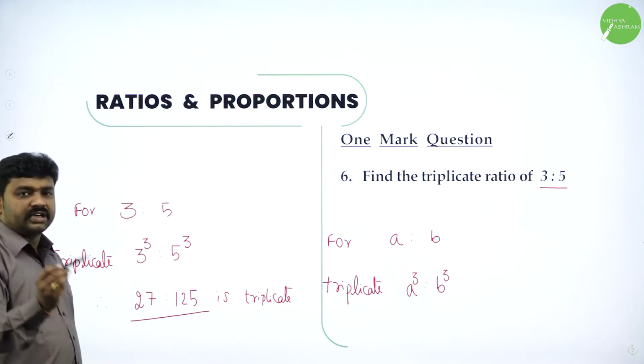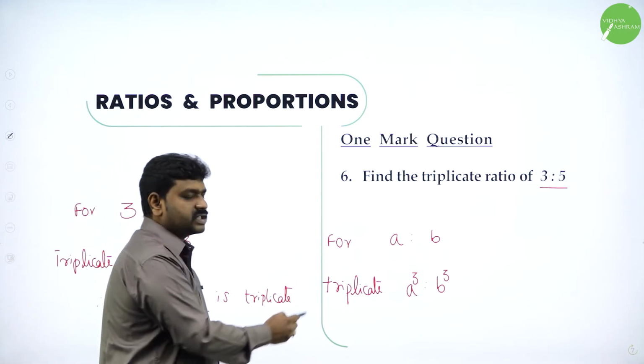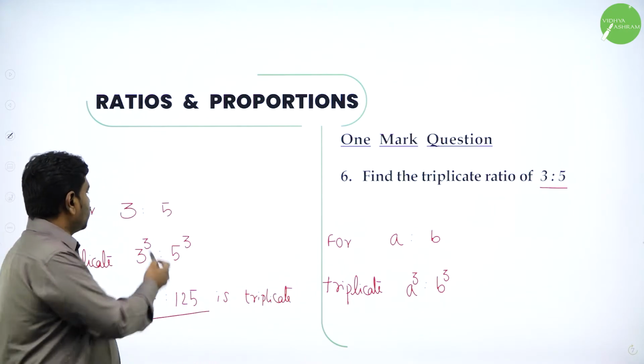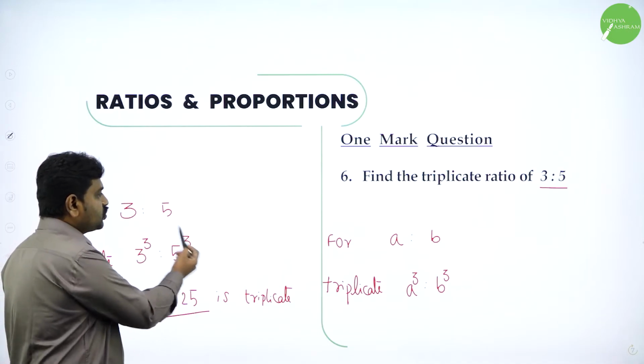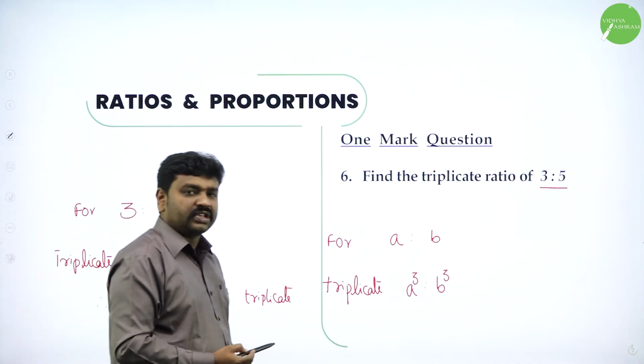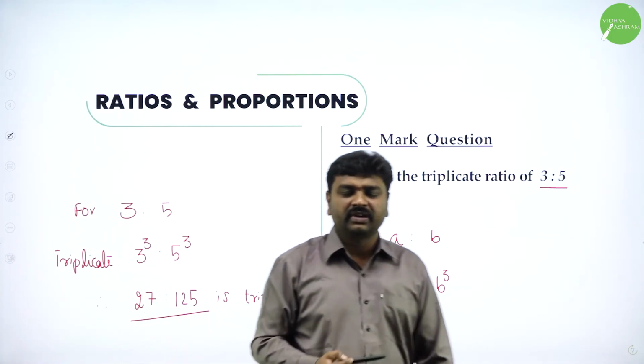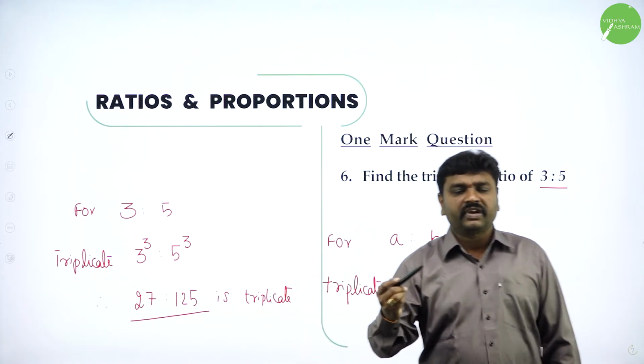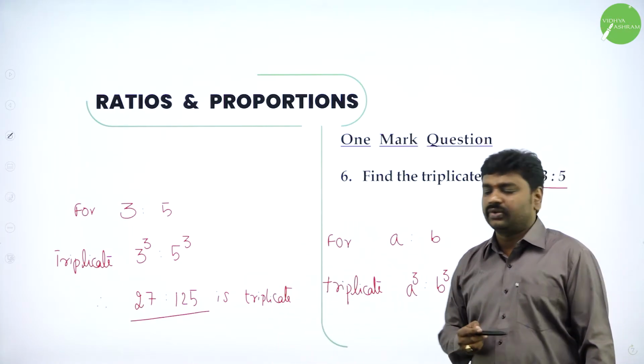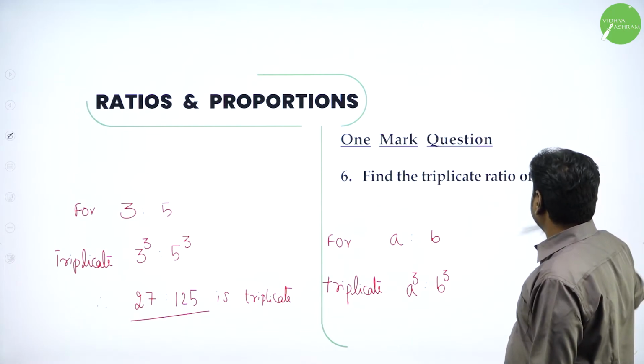They want you to find the triplicate. For A is to B, the triplicate is A cube is to B cube. For 3:5, the triplicate is 3 cube is to 5 cube. 3 cube is 3 into 3 into 3. 3 3s are 9, 3 9s are 27. 5 cube is 5 into 5 into 5. 5 5s are 25, 25 into 5 is 125. So we got the triplicate for the given ratio.